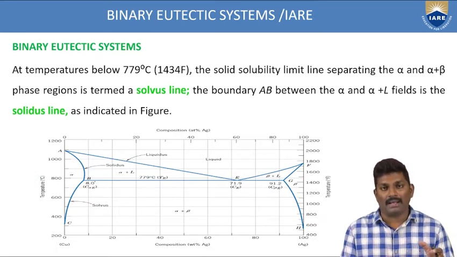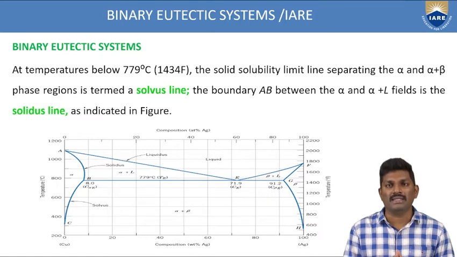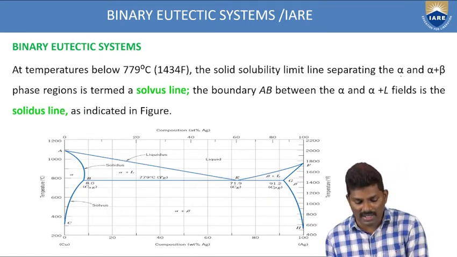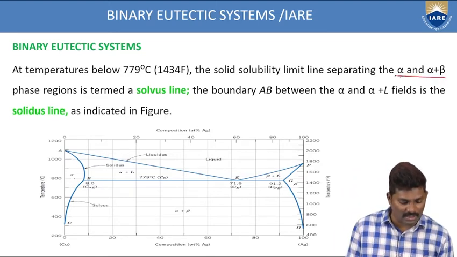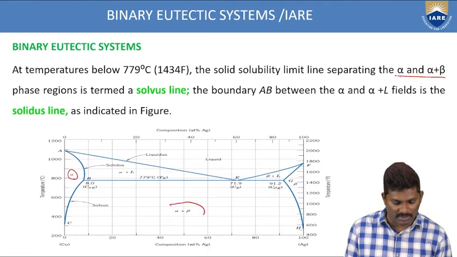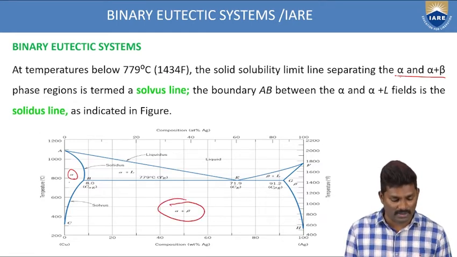Now at the temperature below the BEG line, that is 779 degrees centigrade, what is happening? The solubility limit is separating the two phases. So what are those two phases? Alpha and alpha plus beta. So where is alpha and alpha plus beta? So the boundary between the alpha and alpha plus beta phase regions is termed the solvus line. So what is the solvus line? This line.